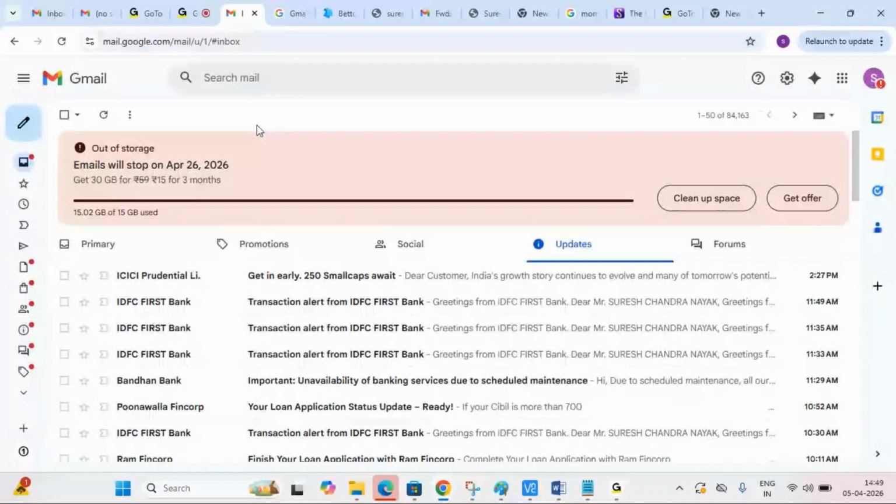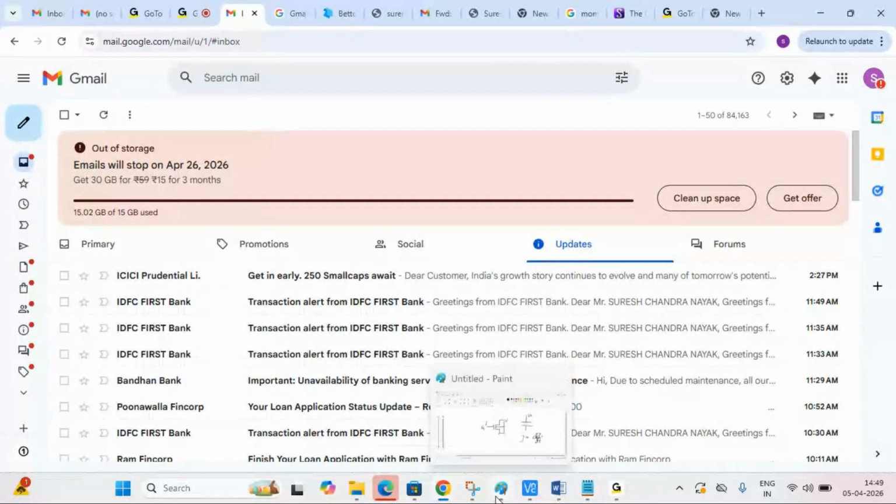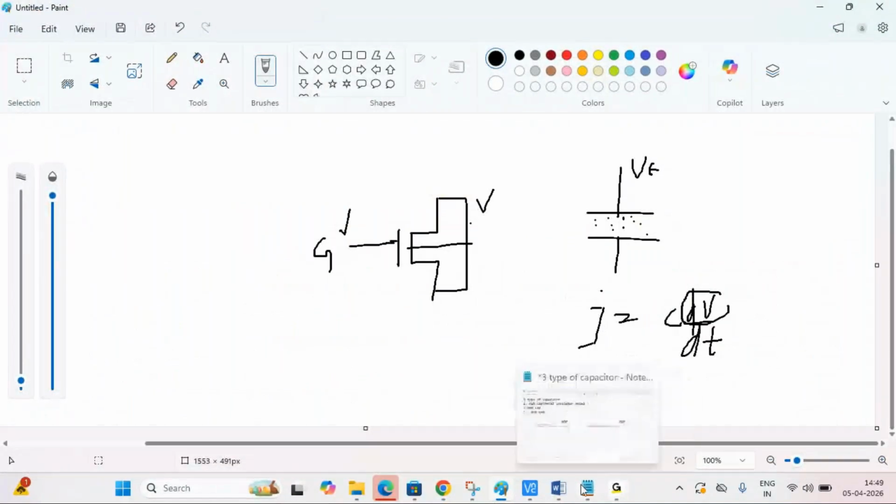So before starting the layout demo, I'll just give the idea about.